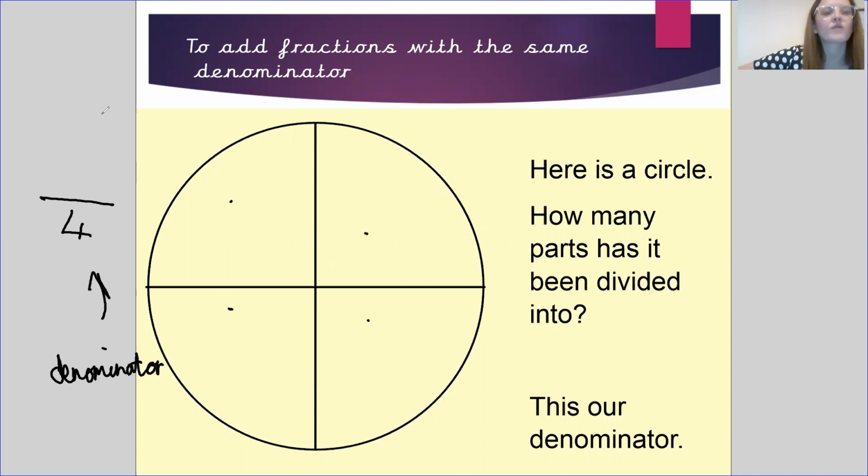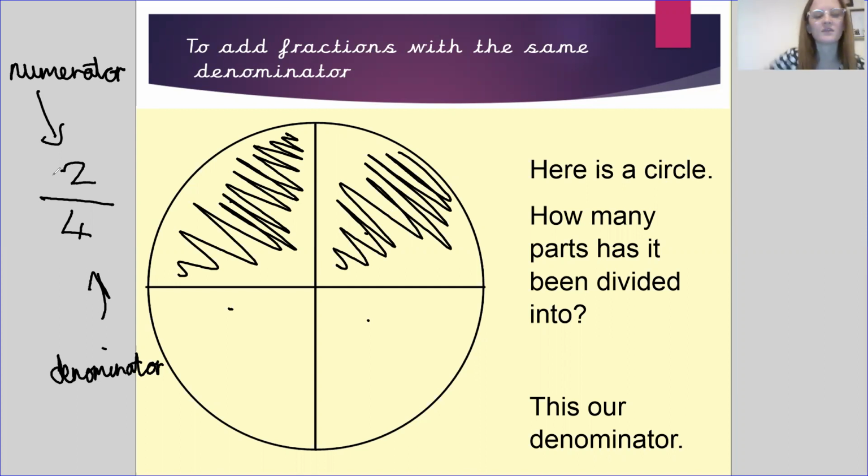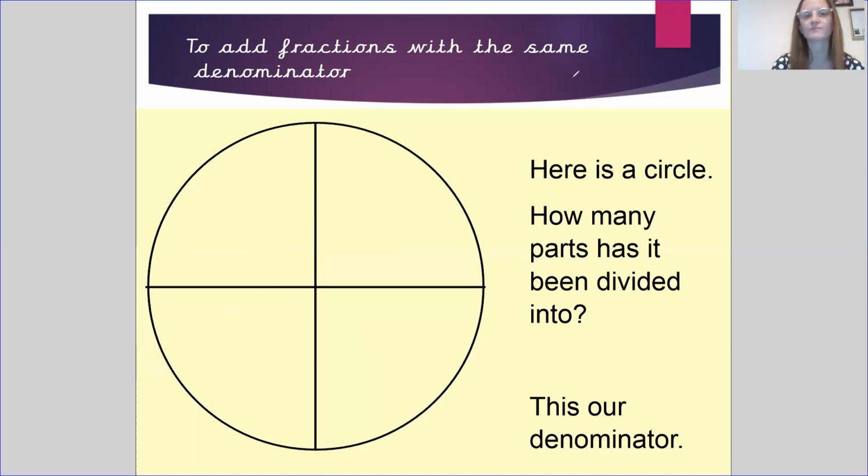And we know from the fact that we've done this before, the number that would go at the top is our numerator. And that is dependent on, for example, how many of these pieces is colored in, or how many pieces have been eaten, or anything like that. So for example, that would be there. So the important thing when we are adding fractions is to pay attention to our denominator. And that is something I want you to keep in mind as we go through this lesson.